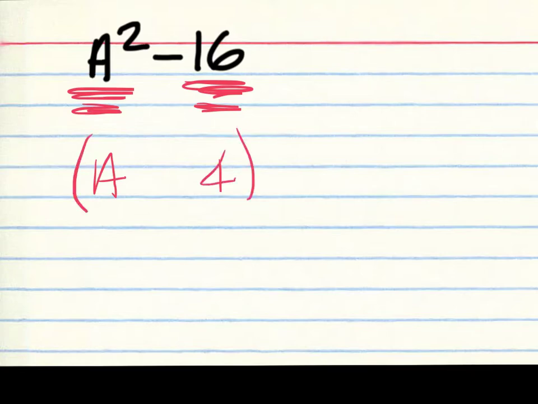The difference of two squares factors out to two quantities. You have a and 4 in each one of them, but you alternate the signs: a plus 4 and a minus 4.